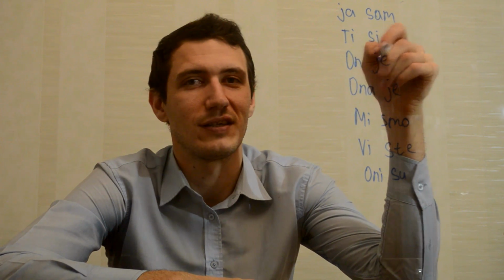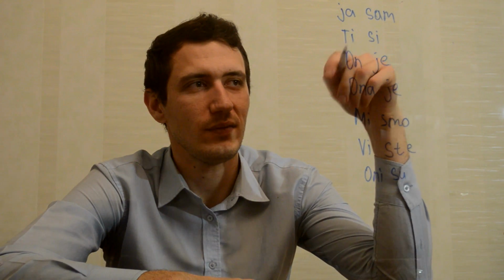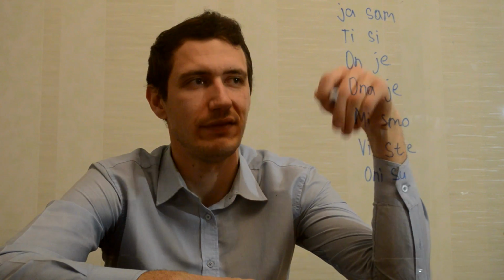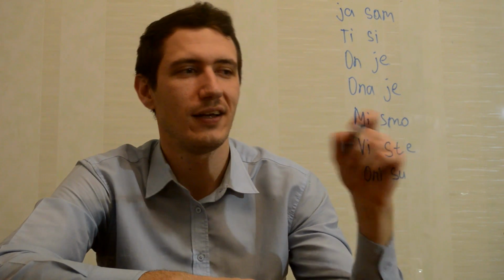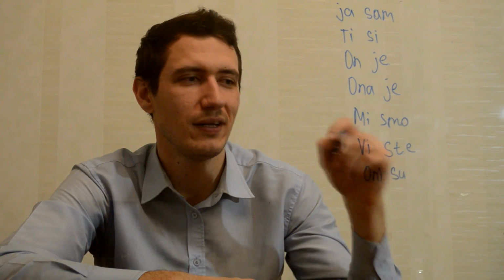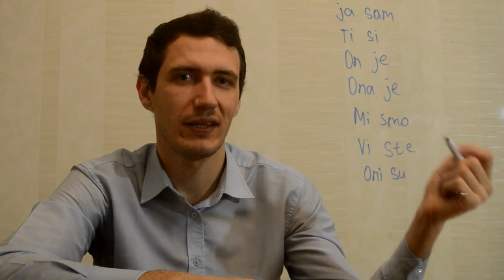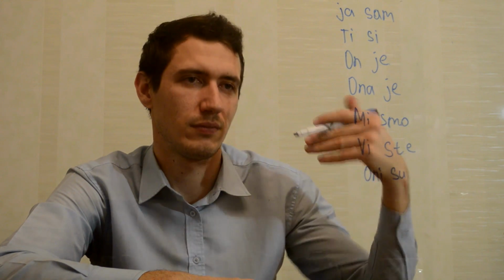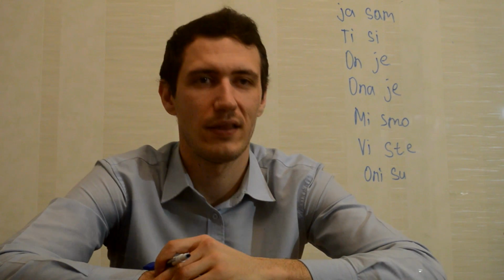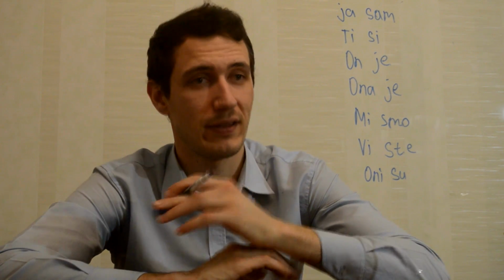Ti si učenik. You are a student. On je Ivan. He is Ivan. Ona je Jelena. Mi smo Srbi. Vi ste Hrvati. Oni su Bosanci. They are Bosnians. Try that.